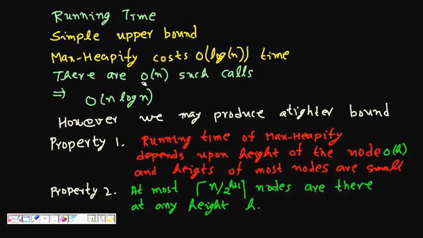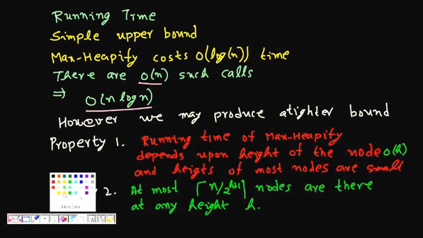And there can be a maximum of O of n such calls, because there are a maximum of n nodes, and of course there are some leaves also. Hence the running time upper bound is O of n log n. That's correct, but it's not very accurate. We can in fact find a tighter bound. So what is that tighter bound?